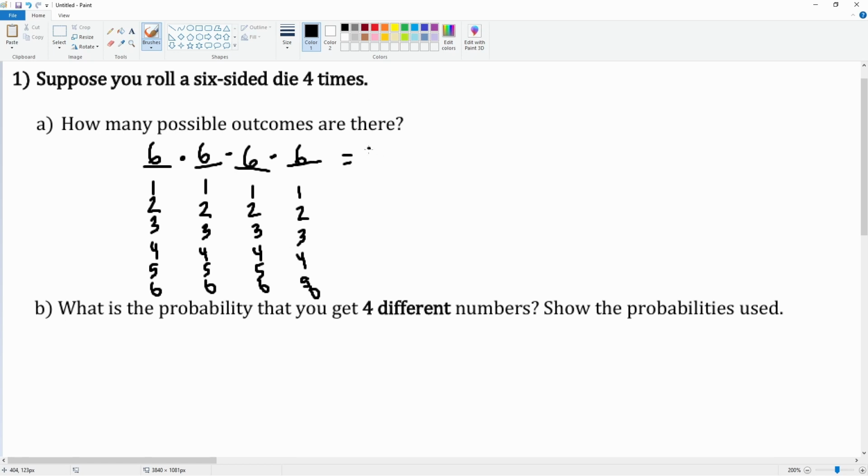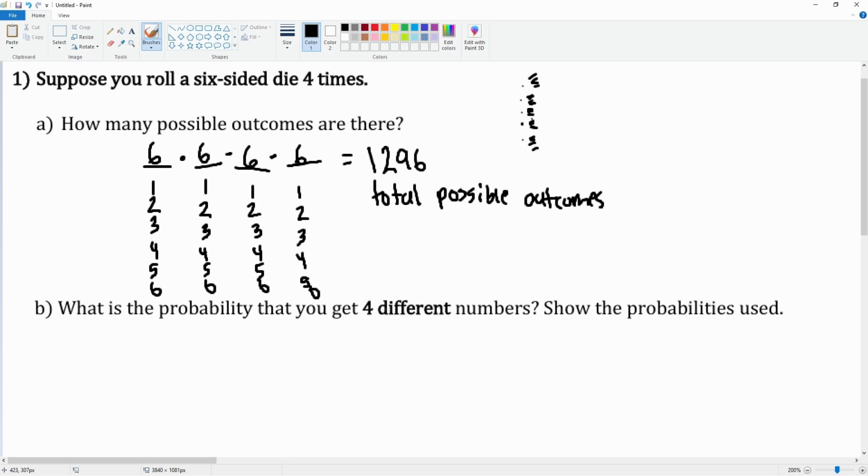This gets you 1,296 total possible outcomes, right? And again, you'll see it if you do the tree diagram, right? Those 6 numbers will split off 6 times, right? That's why it's being multiplied by 6, okay? It is not being multiplied by 4.